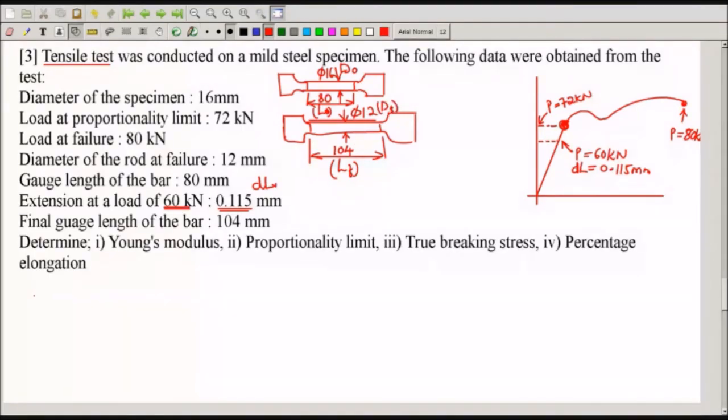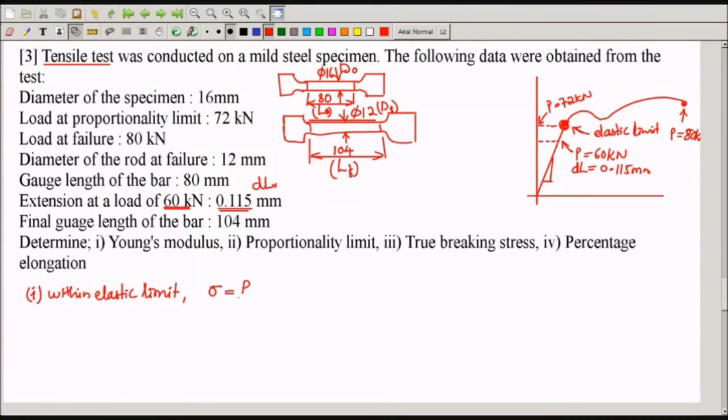First, if I want to calculate what is Young's modulus. Young's modulus is what? It is the slope in this region, or stress by strain. You have to calculate stress and strain, divide stress by strain, you will get Young's modulus. But that should happen within the elastic limit. Load of 72 kilonewton is the elastic limit. At 60 kilonewton, deformation is 0.115 mm. So I can use that data and find out stress and strain, and through that I can find out what is the Young's modulus. So within elastic limit, I can calculate what is the stress.